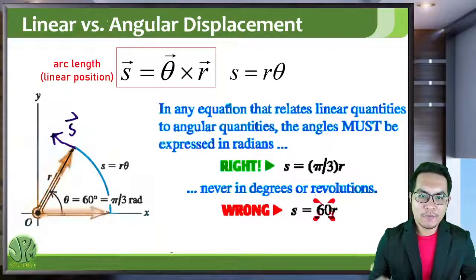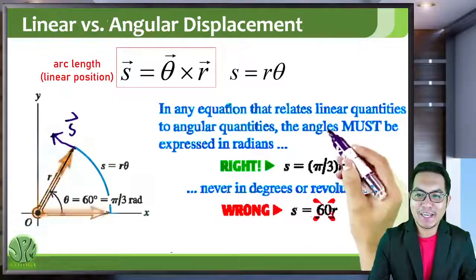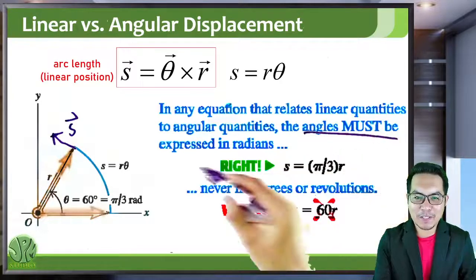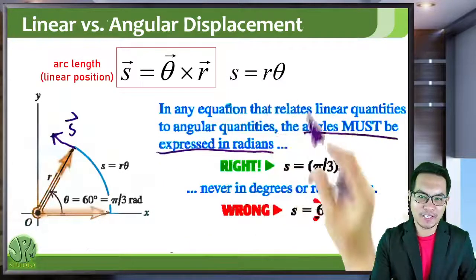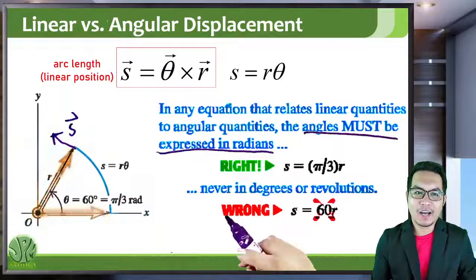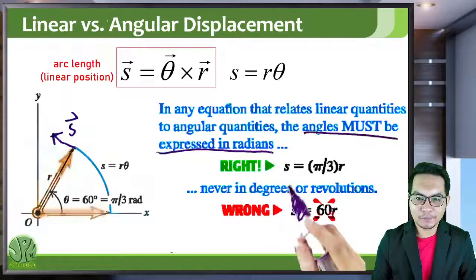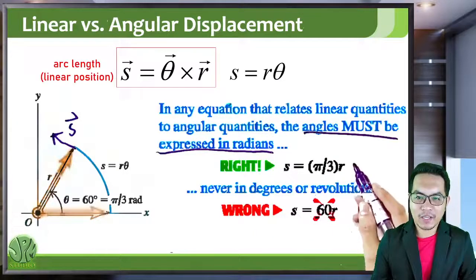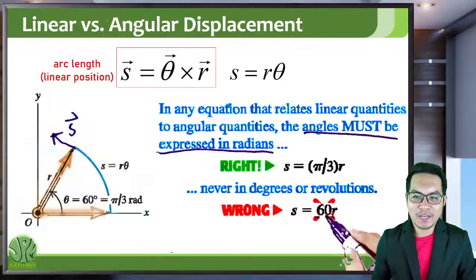Now, this is a very important reminder. In any equation that relates linear quantities to angular quantities, the angles must be expressed in radians. So please take note of this. The angles must be expressed in radians. So if you want to use this equation, for instance, to find the length of the arc subtended by this angle theta with radius r, then this is the correct formula. This is wrong. Do not use degrees. So you must use radians.